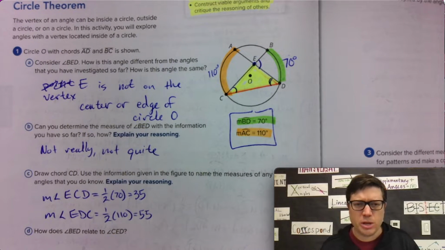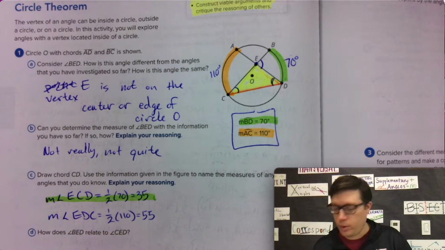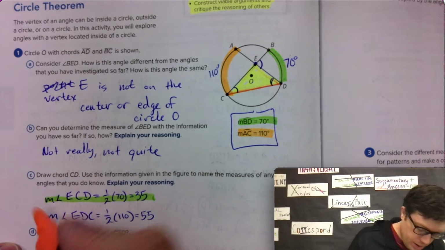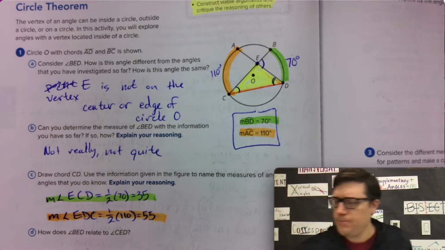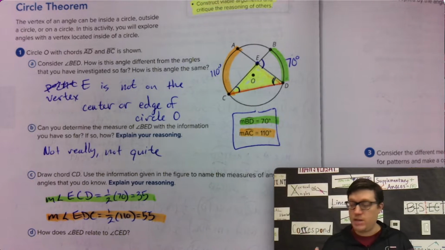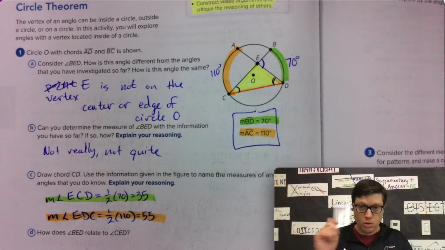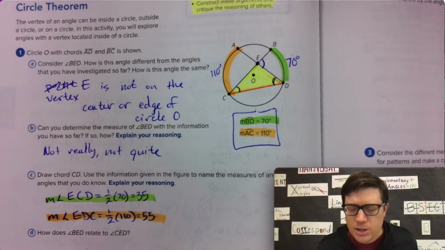Little highlight action. I want to see how things line up, right? So this was relevant to the green highlight, and this was relevant to the orange highlight. Let me check my notes. Yep, that's what I thought. It's the whole idea of the intercepted arc theorem, right? I've got it as one of our vocab words.